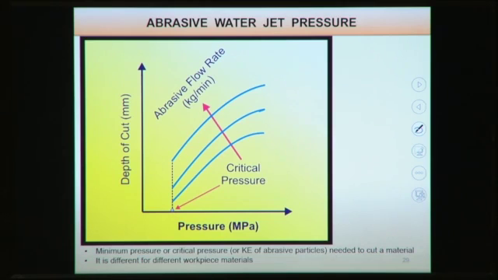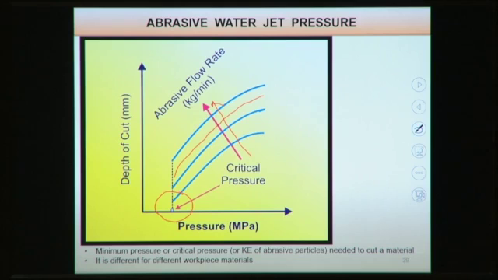So here you can see that with increasing pressure, depth of cut increases. If we increase the pressure, your cutting velocity also increases, meaning the water jet velocity increases. If your velocity increases, it hits the workpiece surface with a higher kinetic energy. That's why you will get a higher depth of cut. Here you can also see that if we increase the abrasive flow rate, your depth of cut also increases.